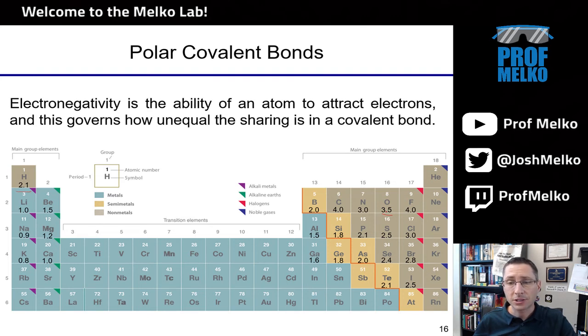So oxygen's number, 3.5, is higher than hydrogen's number, 2.1. When H and O get together and share electrons, oxygen hogs most of those electrons. So this is a polar covalent bond because these numbers aren't equal. They want the electrons different amounts, and oxygen will hold some of those electrons a little bit more tightly to its chest than hydrogen will. So this is a polar covalent bond.